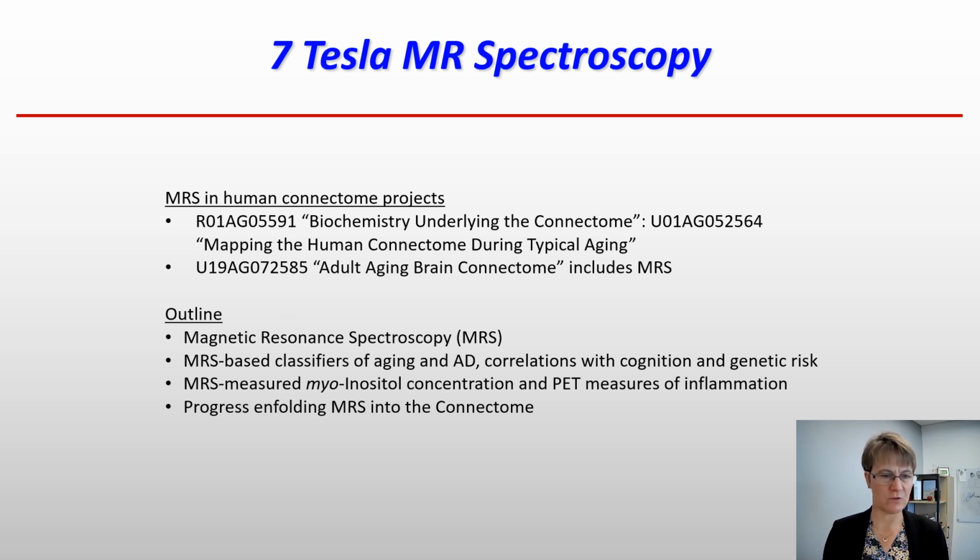This talk will introduce MR spectroscopy, or MRS. Summarize key data from 7 Tesla MRS in aging and AD. These published data were used to train classifiers that were then applied to participants in the HCA. Show how MRS-based classifiers of brain aging and AD correlate with cognition and genetic risk that were quantified from data in the completed U01. Summarize recent work relating myo-inositol signals to inflammation, and show our state of readiness to add MRS to the AABC.